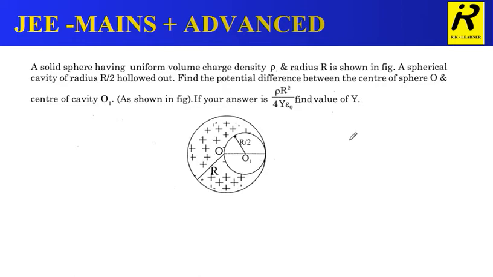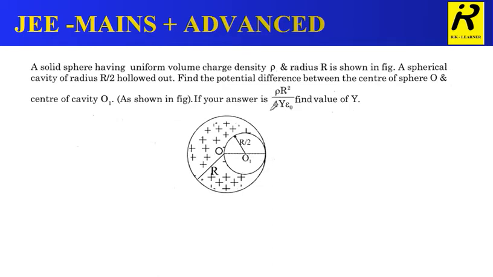Okay, so in the question, finally we have to find the value of y. Right, so now I should give you some clues about the question. We have a sphere in which charges are uniformly distributed, but a part is hollowed out. This is a spherical cavity whose radius is R by 2. The center of the big sphere is at O and its radius is R. The center of this cavity is at O dash.